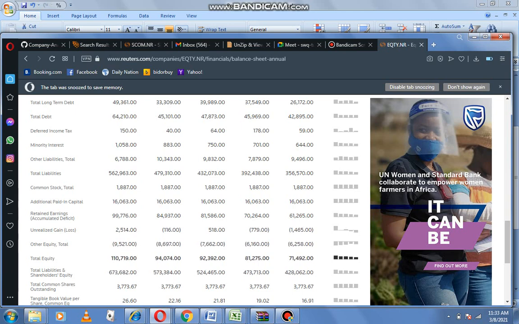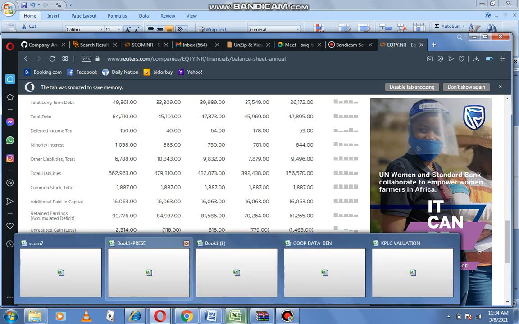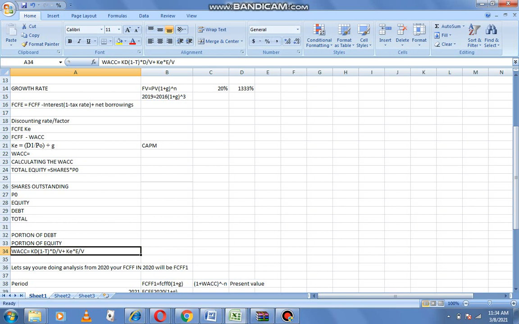So you come and pick this number, because when you are calculating the discounting rate, you are working with 1 year. You can't work with 5 years. So if you are starting your analysis from 2020, you're going to work with the total equity of 2020 and the total debt of 2020. So you just come and pick this 64,210 and this 110,719. I hope you have understood. So just work with this formula. I'm sure we have worked with this formula before when we were doing corporate finance, so it will be easy for you guys.